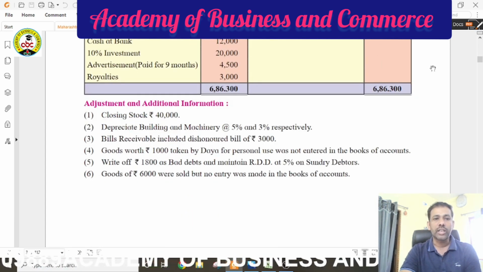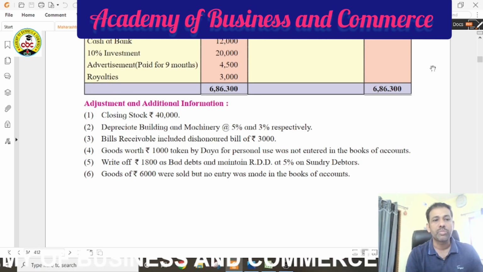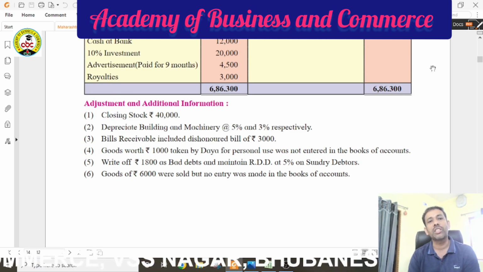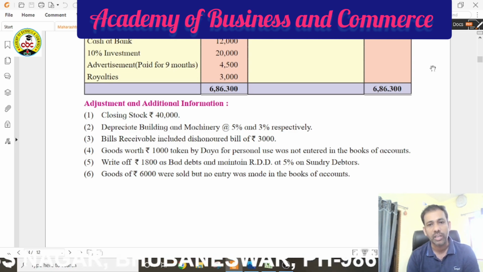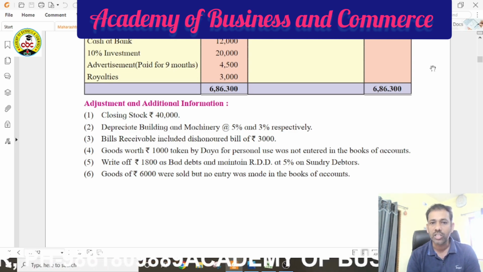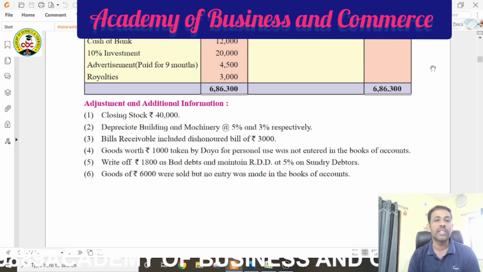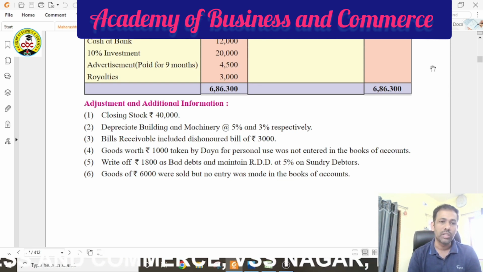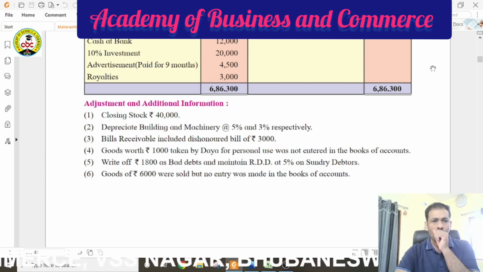Okay, this is the question and certain adjustments are there. First adjustment is closing stock of rupees 40,000. Then depreciation is given on building 5% and machinery 3%. Then bills receivable including a dishonoured bill of 3,000. That means there is an adjustment related to bills receivable. So we have to point out the bills receivable as adjustment.